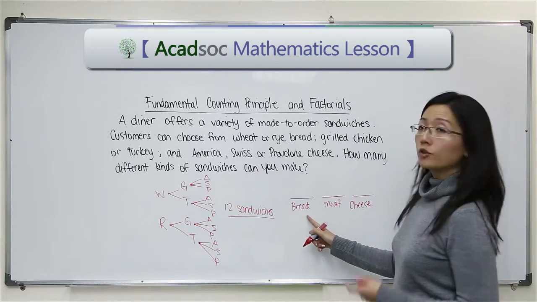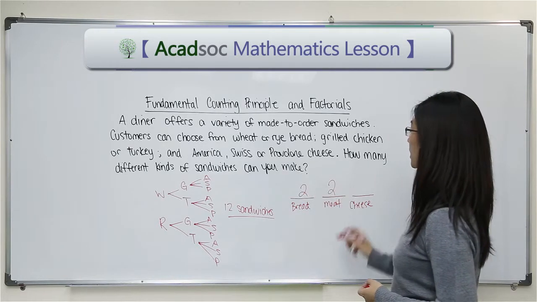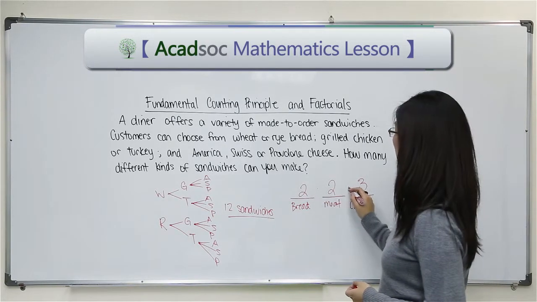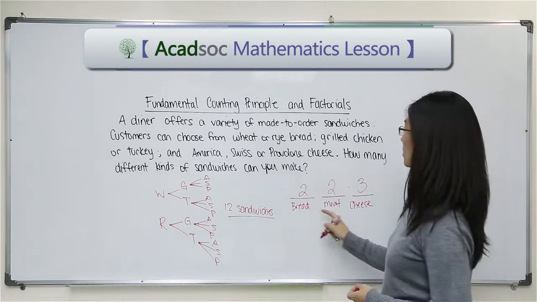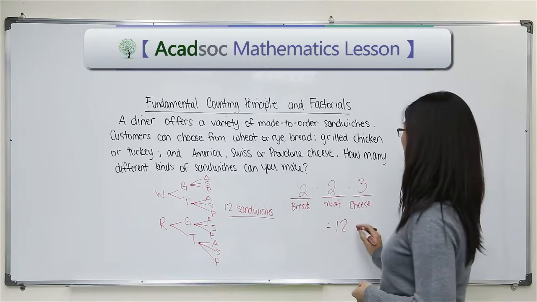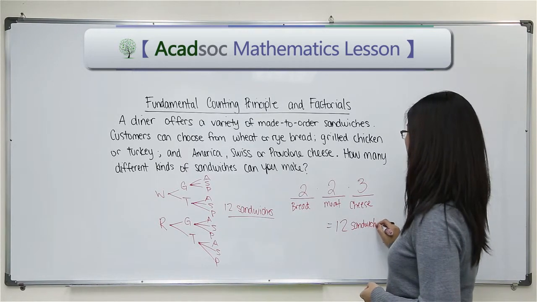Now, I have two options for the bread, so I put 2. I have 2 options for the meat, I put 2. I have 3 options for the cheese, I put 3. And all I simply need to do is multiply them together. 2 times 2 is 4. 4 times 3 is 12. That gives me 12 kinds of sandwiches I can make with these choices.